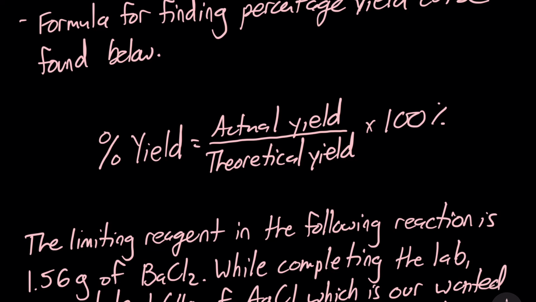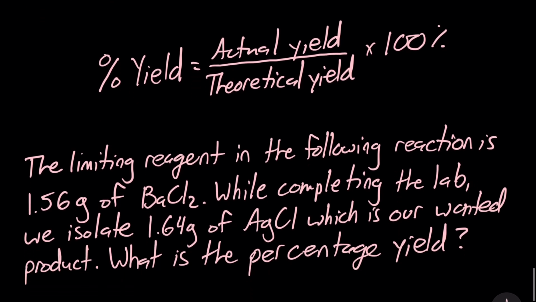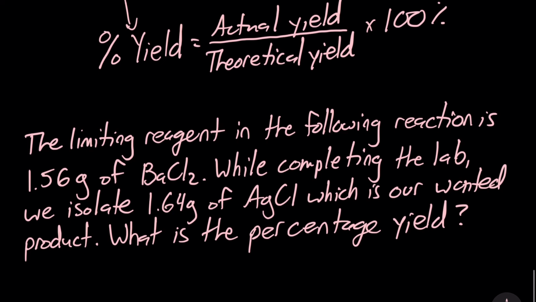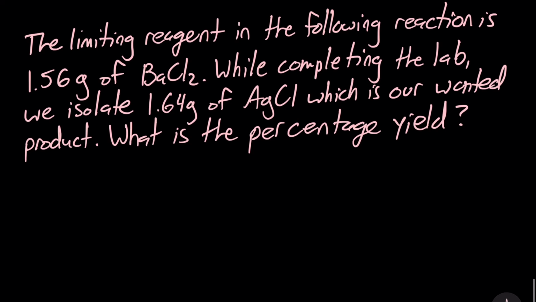Okay, so a very easy or a simple formula that we can use is our percentage yield will be equal to our actual yield over our theoretical yield multiplied by 100%. Okay, so let's do a quick example and we will be all done.